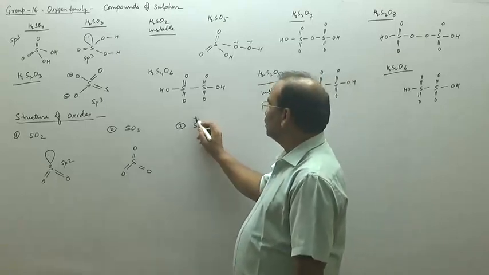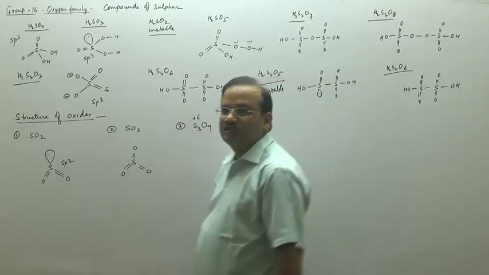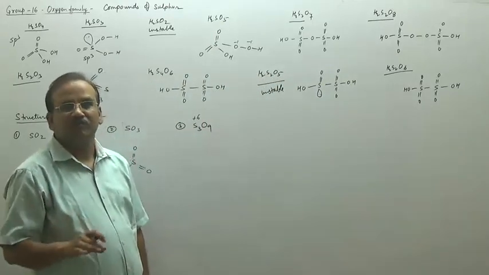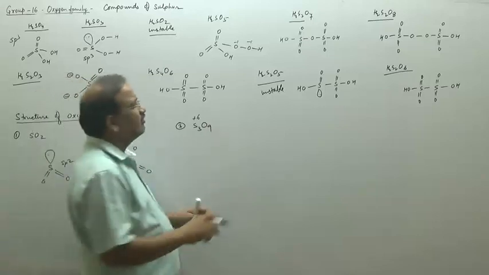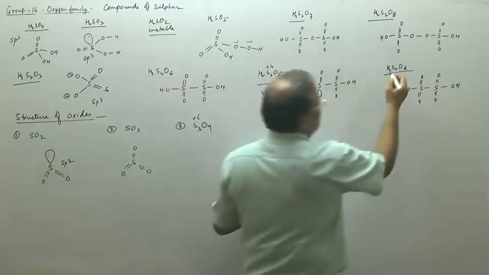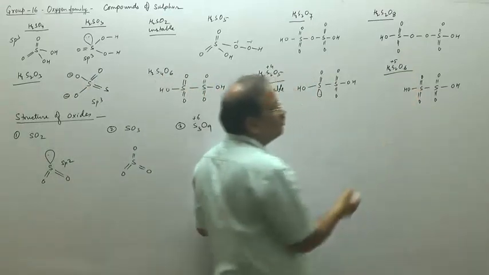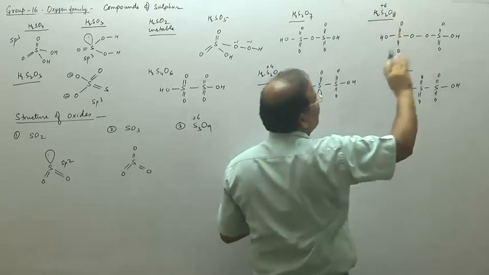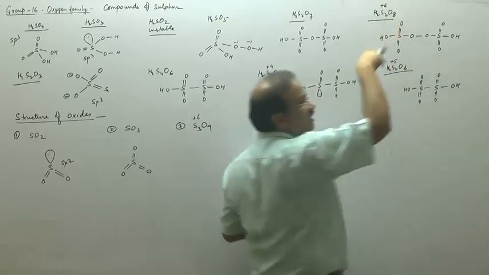So here the oxidation state is +6. It means it is a normal oxidation state. If it is a normal oxidation state, there will be no sulfur-sulfur bond in that. On the basis of that only I have written here. Here the oxidation state is +4, there is a sulfur-sulfur bond. Here the oxidation state is +5, there is a sulfur-sulfur bond. Here the oxidation state is +6, so there will be no sulfur-sulfur bond, but observed is +7.